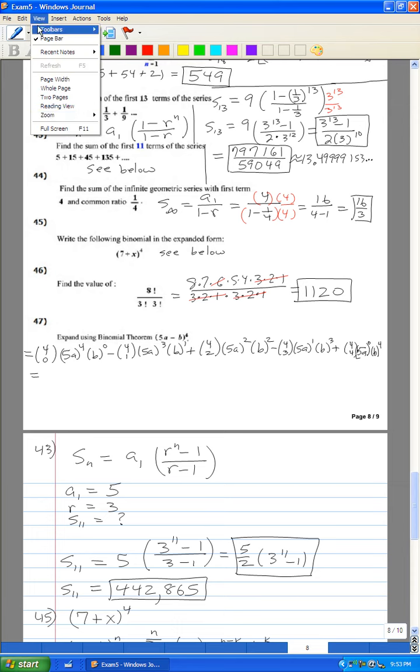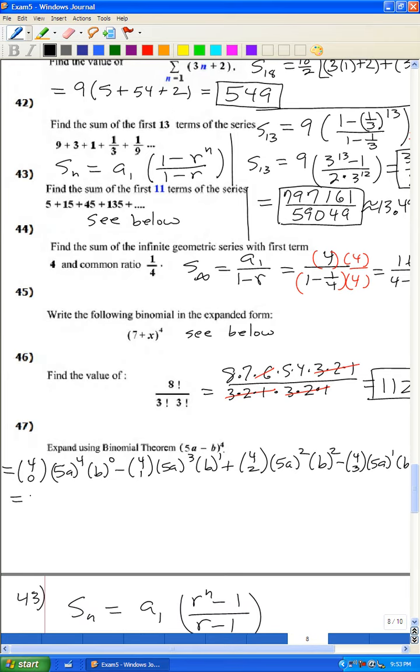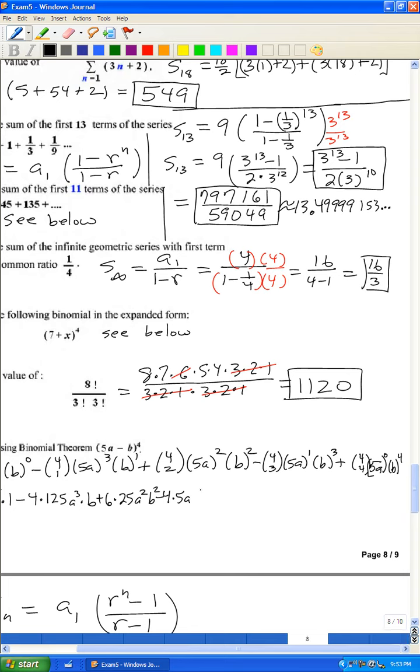Okay, so this is equal to 1, 5 to the 4, 625, a to the 4 minus 4, 125, plus 6, 25, minus 4, 5a b cubed, plus 1 times 1 times b to the 4.